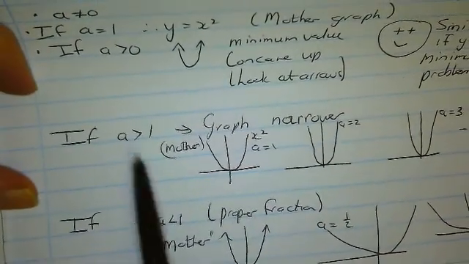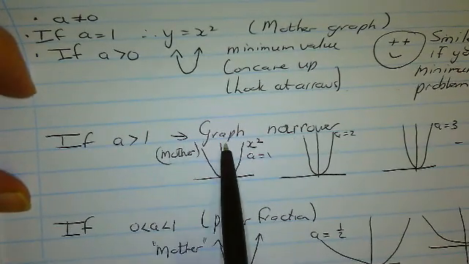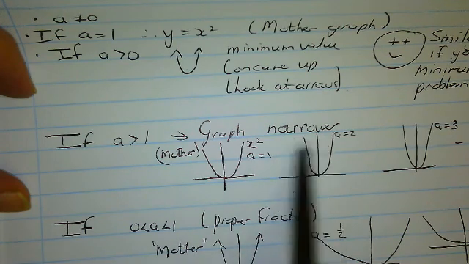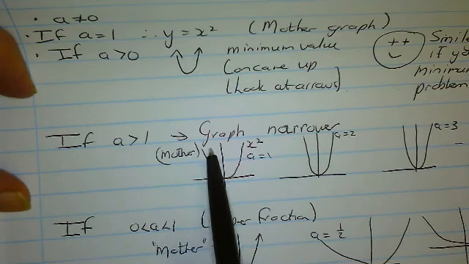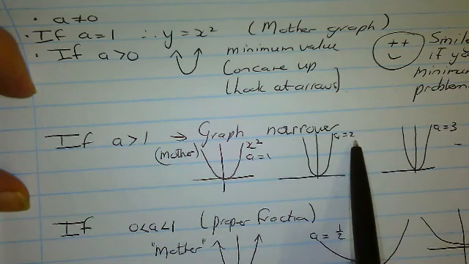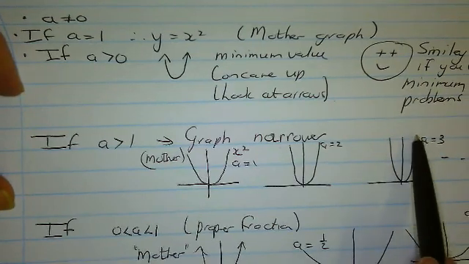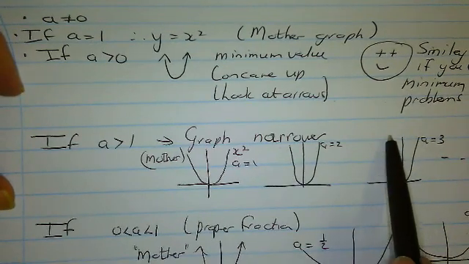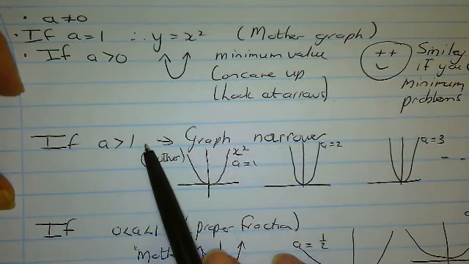If your a is greater than 1, remember if it's 1, it's the mother graph. What will happen to your graph? It goes narrow. It goes to the inside. Now this is your mother graph. If a is equal to 1, it's the mother graph. But if the a value is 2, what's happened to the arms there? Can you see it's narrower? If a is equal to 3, it goes more to the inside, so it goes more narrow. Okay, so that's the effect of a.